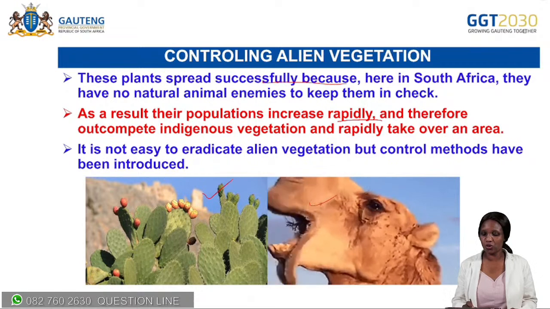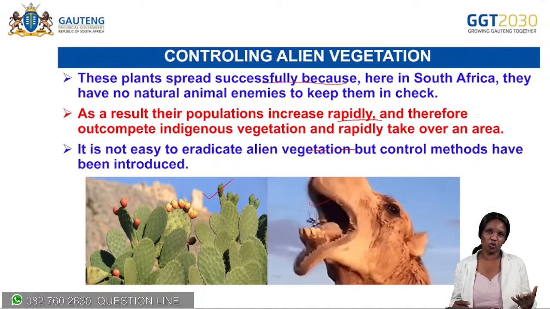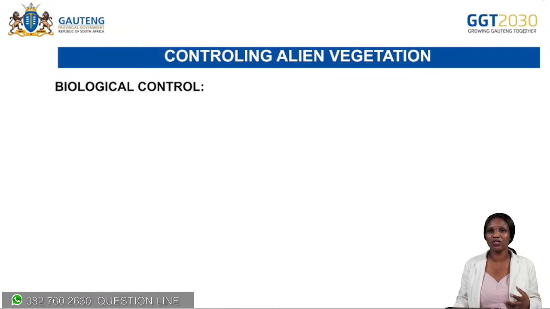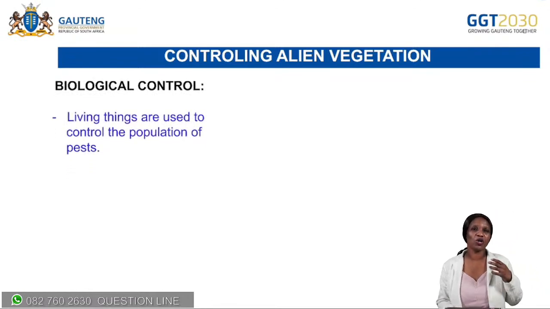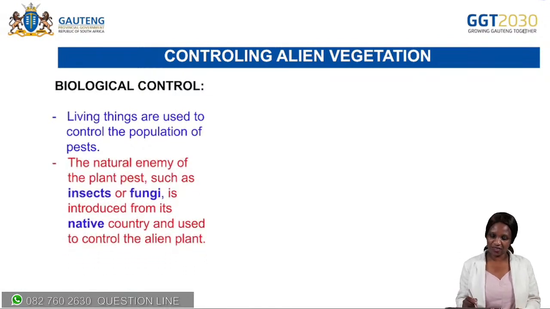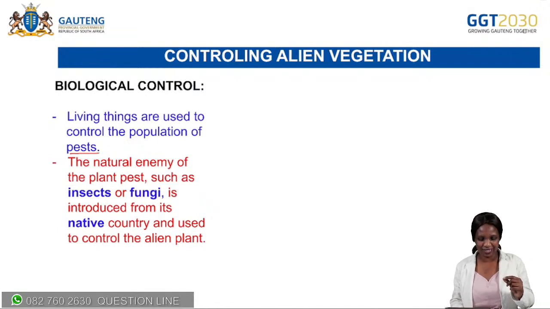It is not easy to eradicate alien vegetation, grade 8, but control methods have been introduced. We've got control methods because if we don't have these control methods, these alien vegetations will take over. Okay, for example, the biological control. Living things are used to control the population of pests. These are living organisms. The natural enemy of the plant, pests such as insects or fungi, is introduced from its native country and used to control the alien plant.